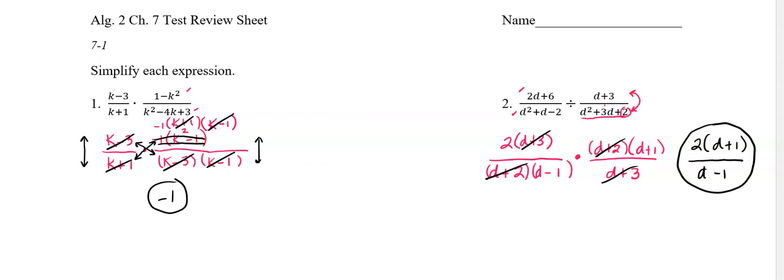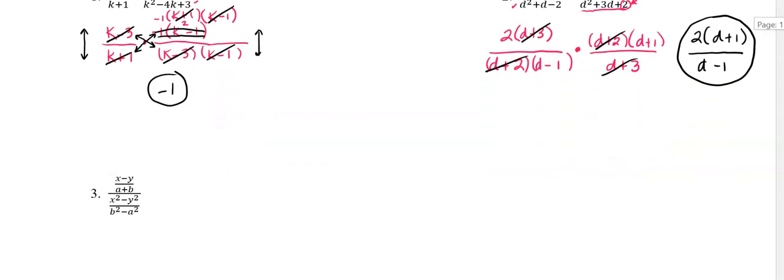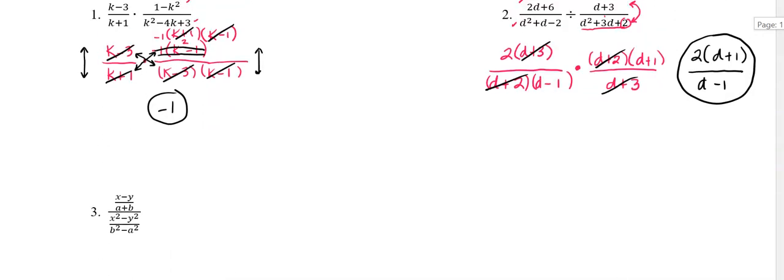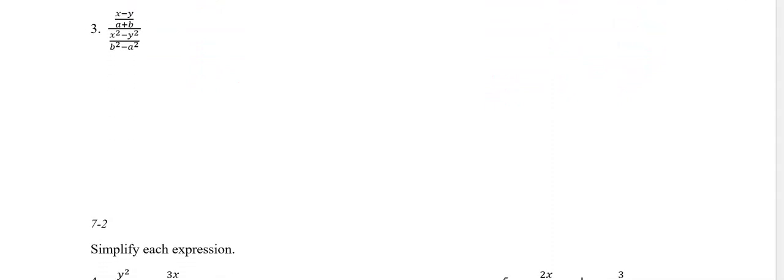Everything factored out, cancel out matching factors, and then you are done. And this is really, number 3 is a lot like number 2. It's written differently, but this is also a division problem. So it's like saying we're dividing by this fraction, okay? So I'm going to set it up as multiplication.